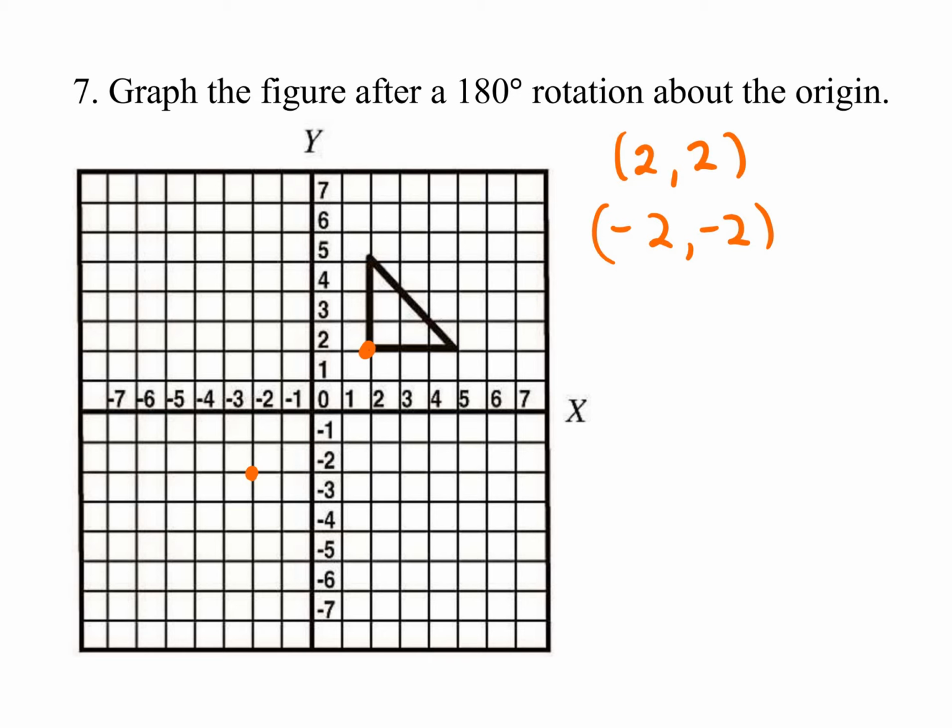All right, now I'm going to take this point, 2, 5. That's going to become -2, -5. Okay, and then the third one, 5, 2, is going to become -5, -2. And this is our figure rotated around 180 degrees.